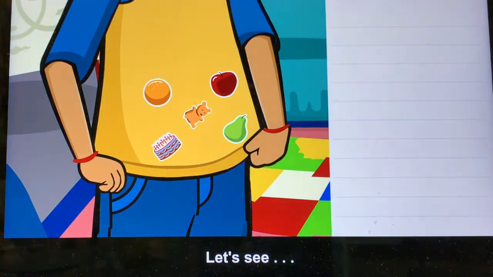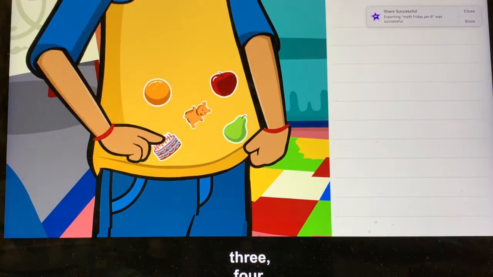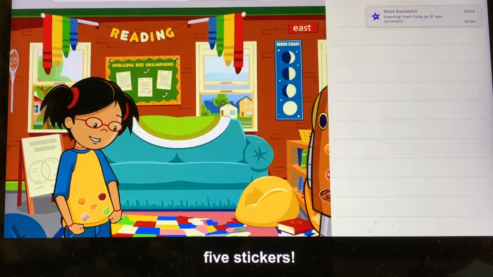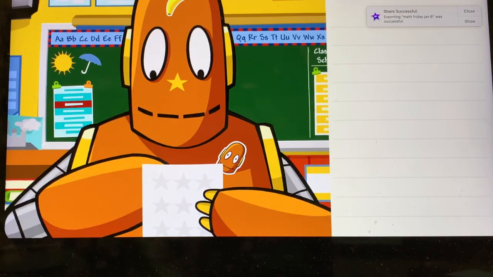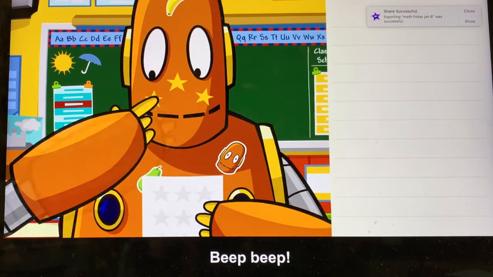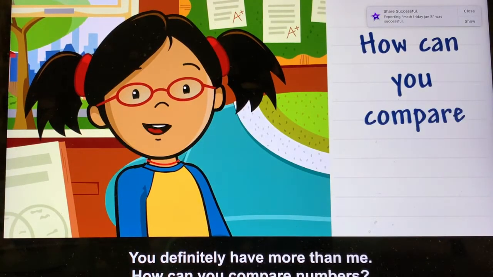Let's see. I've got 1, 2, 3, 4, 5 stickers. You've got a lot of stickers, Moby. You definitely have more than me. How can you compare numbers?